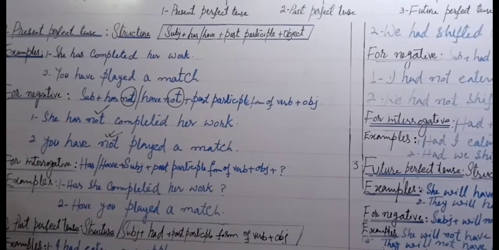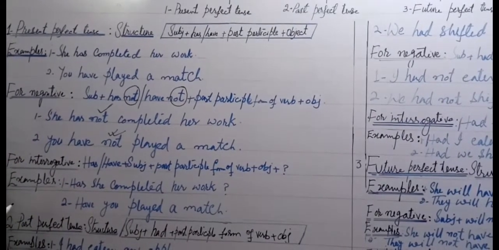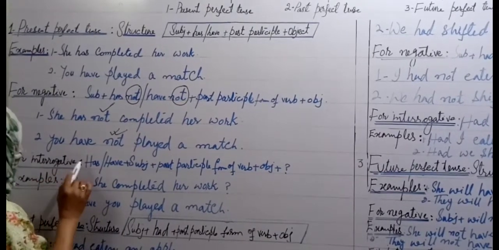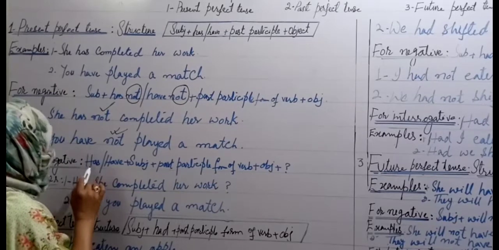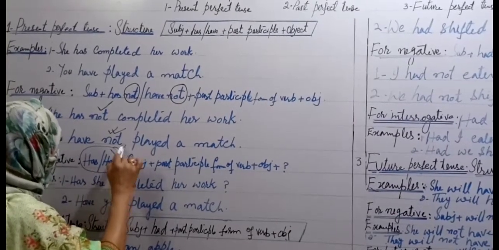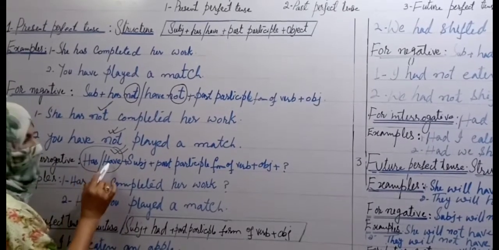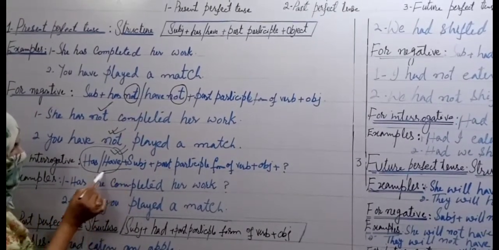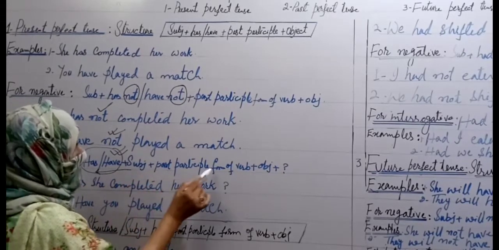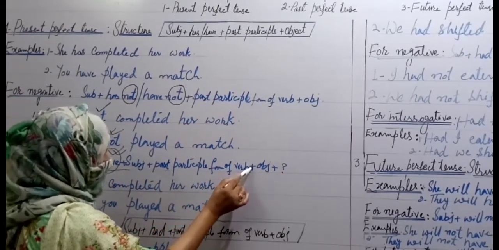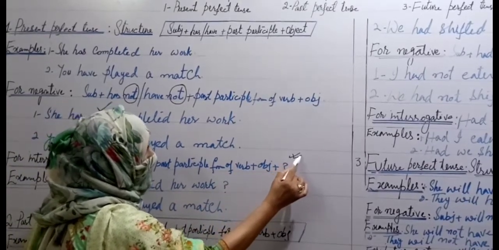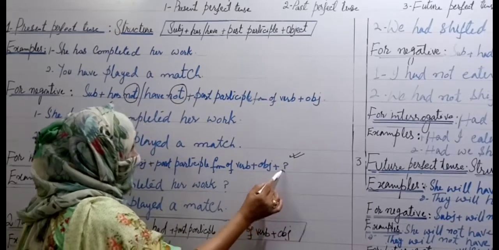Okay, let's move towards the interrogative sentence. How will you make interrogative? First you will write here the auxiliary verb at the beginning of the sentence, that is has or have, will come before subject, then subject, past participle form of verb, object, and at the end of sentence we will put here the sign of interrogation.